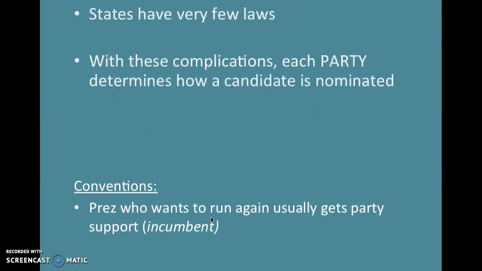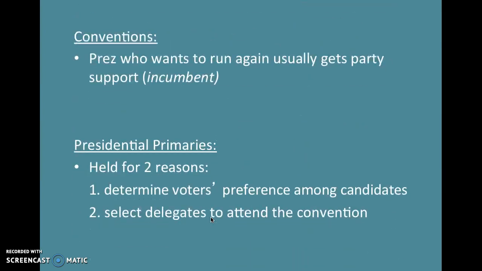Before fall break, we talked about conventions, presidential and party conventions. If you have a president who wants to run again, 4 years ago, Barack Obama wanted to run again. Those folks usually get their party support. Remember, the vocabulary word is incumbent. Incumbent is the current office holder.